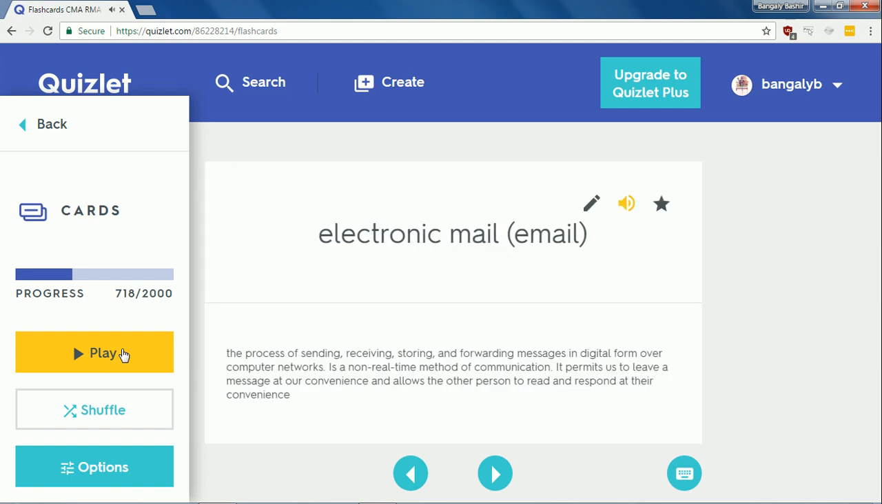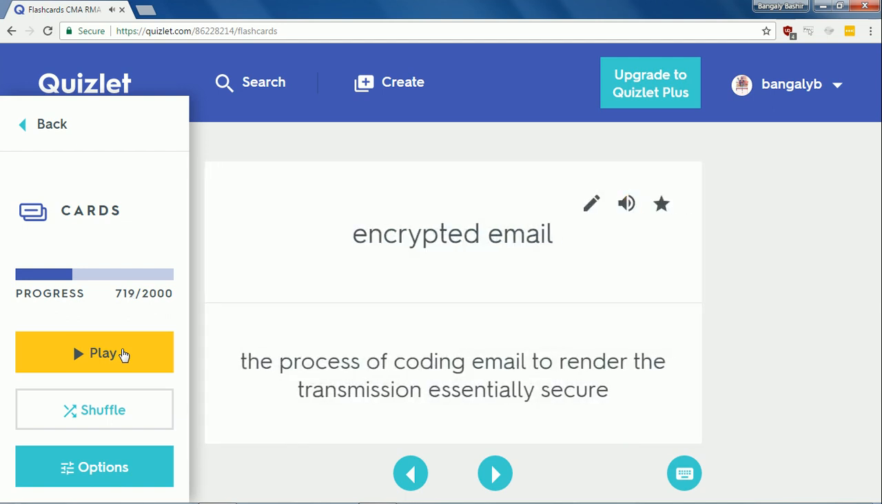Electronic mail. The process of sending, receiving, storing, and forwarding messages in digital form over computer networks is a non-real-time method of communication. It permits us to leave a message at our convenience and allows the other person to read and respond at their convenience. Encrypted email. The process of coding email to render the transmission essentially secure.